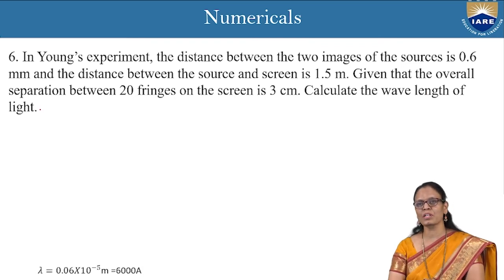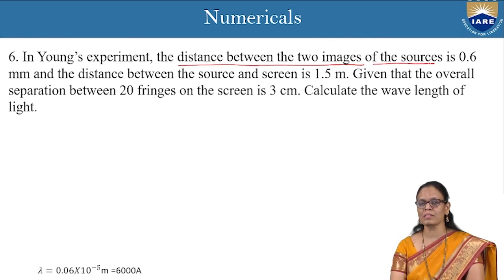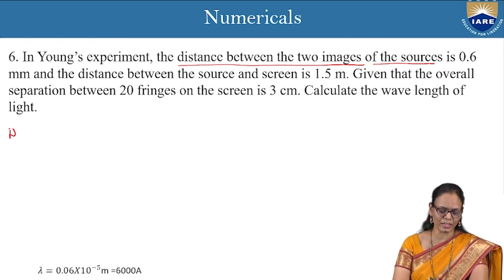It is a similar question, but the only thing is the terms that we are using are different. Instead of directly giving it as the fringe width, they have given the distance between two images of the sources on the screen. Means what? It is nothing but the fringe width. So let us write the data.